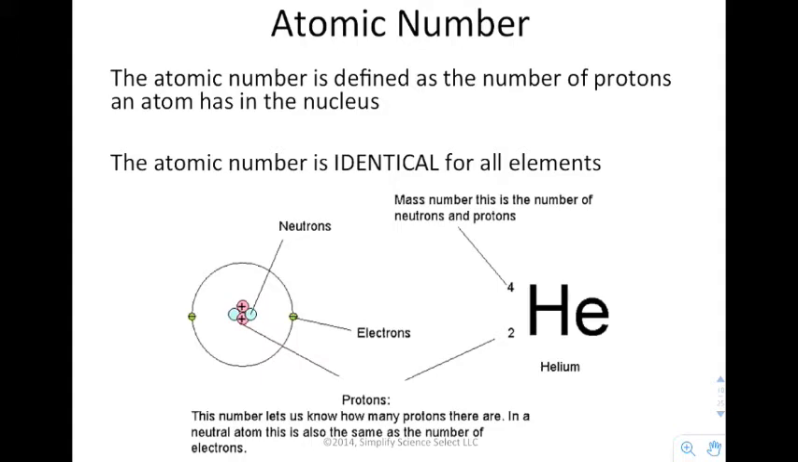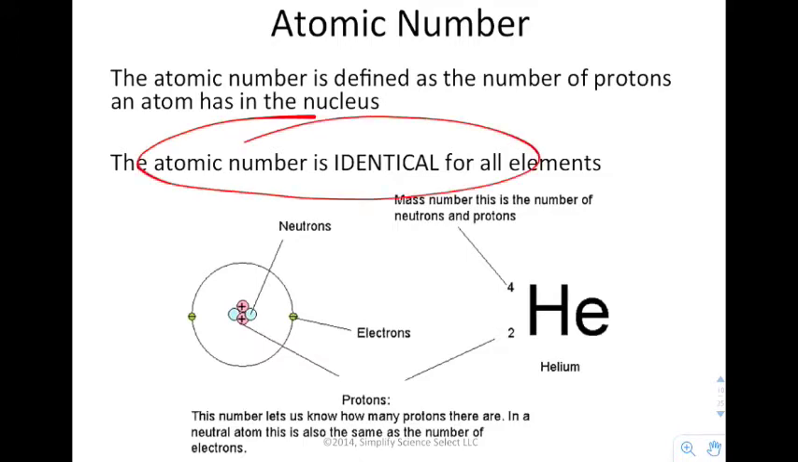And the atomic number is defined as the number of protons that an atom has in the nucleus. The atomic number is identical for all atoms of an element. So every single helium atom will have 2 protons. Every single one. Every single time. Now, you can have helium atoms that don't have 2 neutrons. You can take one of those neutrons away. But every single helium atom will have 2 protons.